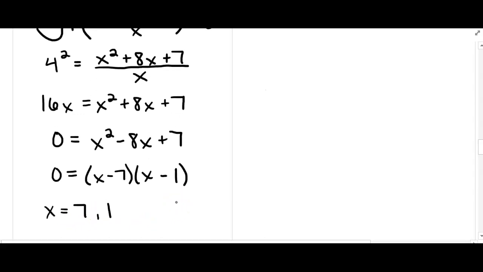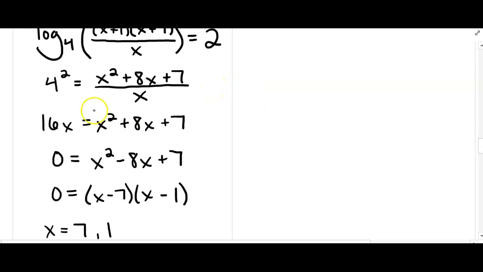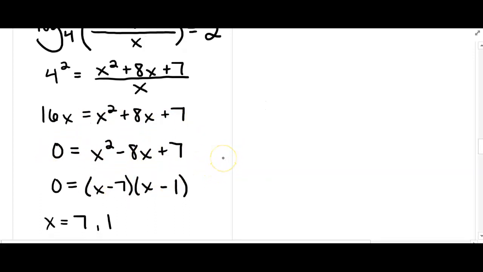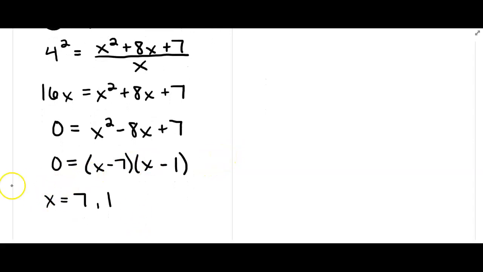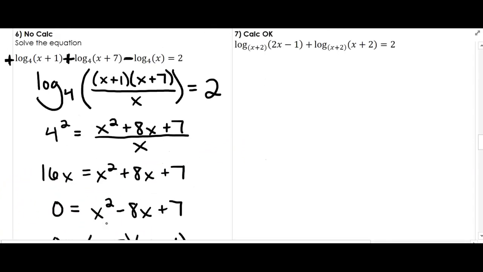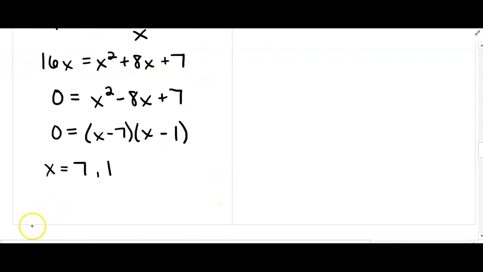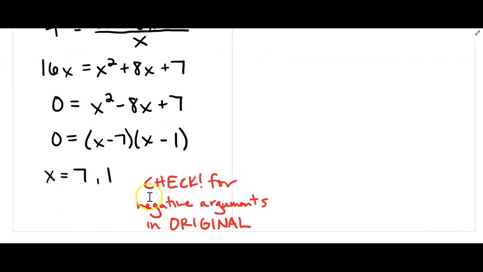We are not done here, and I cannot stress this enough. Whenever we are trying to solve a logarithmic equation, and we see that eventually we end up having to solve some sort of quadratic to get to x, right? Like we did here, x squared minus 8x plus 7. I need to make sure that I am plugging these values back in for x into my original equation. So what they gave me, this one up here that is not condensed, and I need to make sure that I am not getting any negative arguments. And so I've included that note here again.